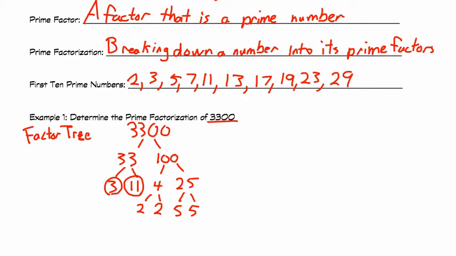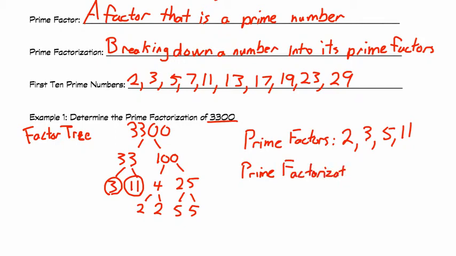The prime factors of 3,300 are a 2, a 3, a 5, and an 11. The prime factorization of this number is 2 times 2 times 3 times 5 times 5 times 11, which is equal to 2 to the power of 2 times 3 times 5 to the power of 2 times 11.